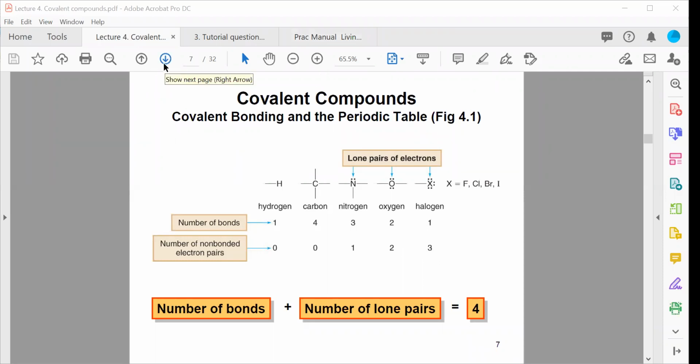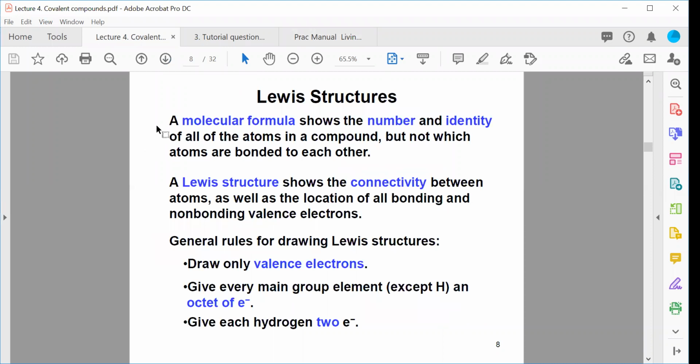Great. All right, so just to wrap up on Lewis structures. When we're looking at a molecular formula, such as CH4, H2O, and so on, that formula will show the number and identity of all the atoms in the compound, but not which atoms are bonded to each other. As we've just seen, a Lewis structure will show the connectivity between the atoms, as well as the location of all the bonding and non-bonding valence electrons.